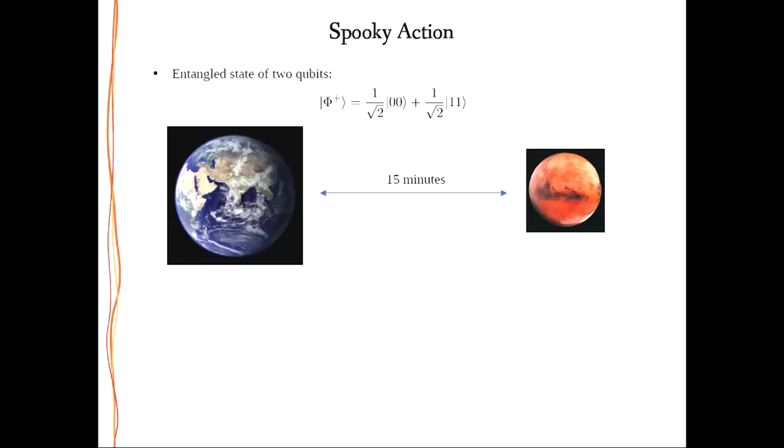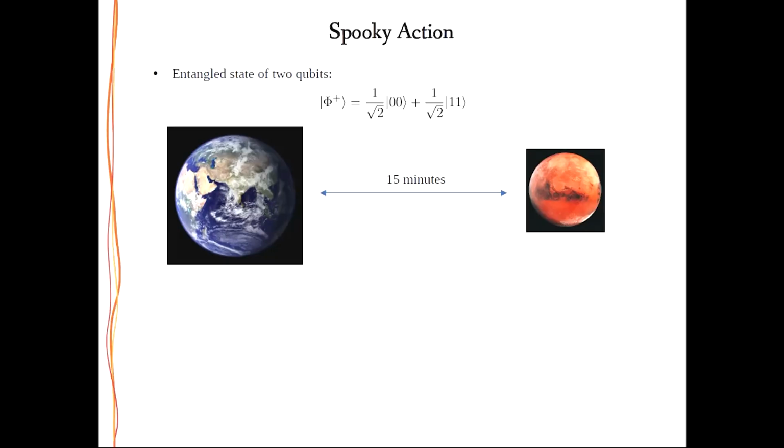Say that one of the qubits, A, is on Earth and the other qubit, B, is on Mars. The distance between Earth and Mars is very large. It takes about 15 minutes for light to travel from one to the other. That also means that any information will take at least 15 minutes to get from Earth to Mars or vice versa. So there can be no information transfer that happens immediately. You always have to wait at least 15 minutes, right?